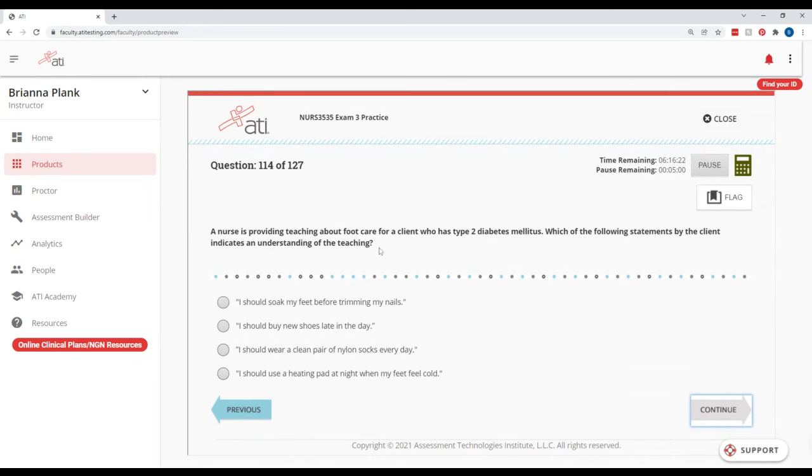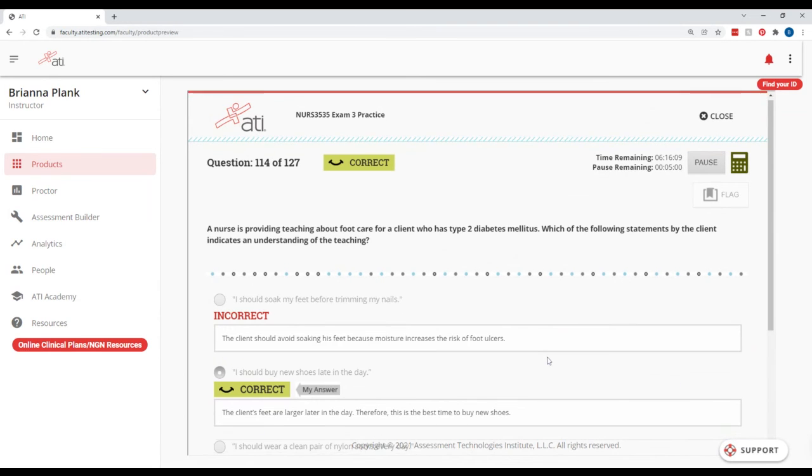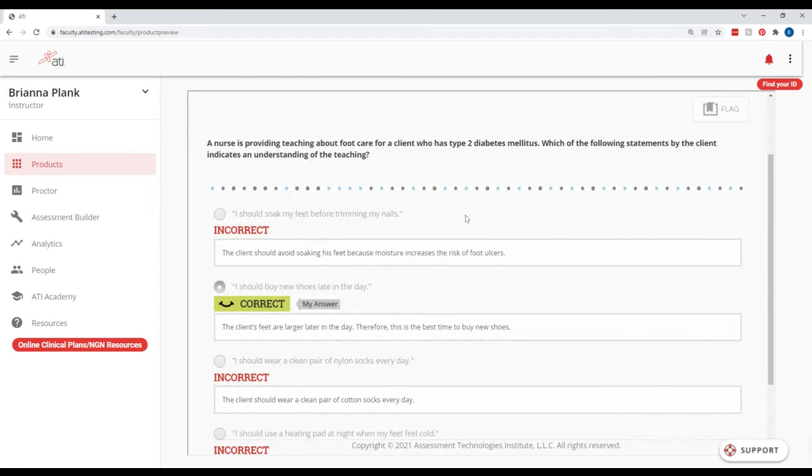Okay, foot care. Oh wait, nylon socks. Yeah. Okay. They need to be really, really careful trimming their nails. And honestly, I think most of the time are referred to go to podiatry to trim the nails because we don't want to have any injuries. Buying new shoes late in the day is going to ensure that they are going to fit later in the day and they're not going to be too tight because as we go through the day, our feet tend to swell, right?